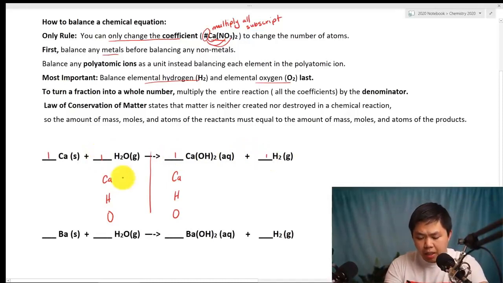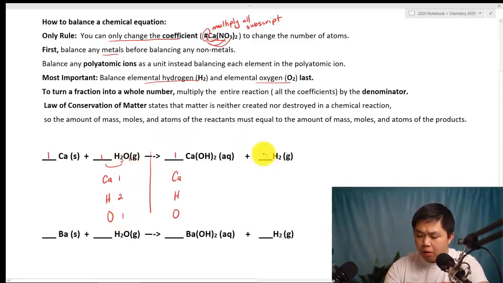If that's the case, how many calcium are we going to have? Of course, we just have 1, because 1 times 1 is 1. What about hydrogen? Well, hydrogen here, 2 times 1 gives us 2. Then we have oxygen, which is 1. 1 times 1 gives us 1.